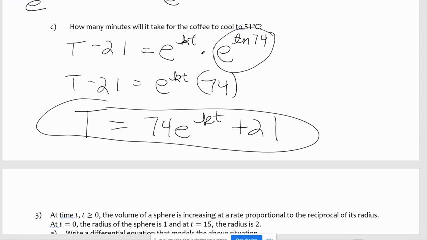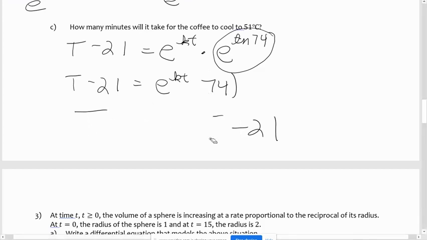Now, like on the last problem, we're going to take that equation and use the second condition they gave us, which is the coffee temperature is 85 degrees after 1 minute, to find little k. So that should make sense, hopefully.